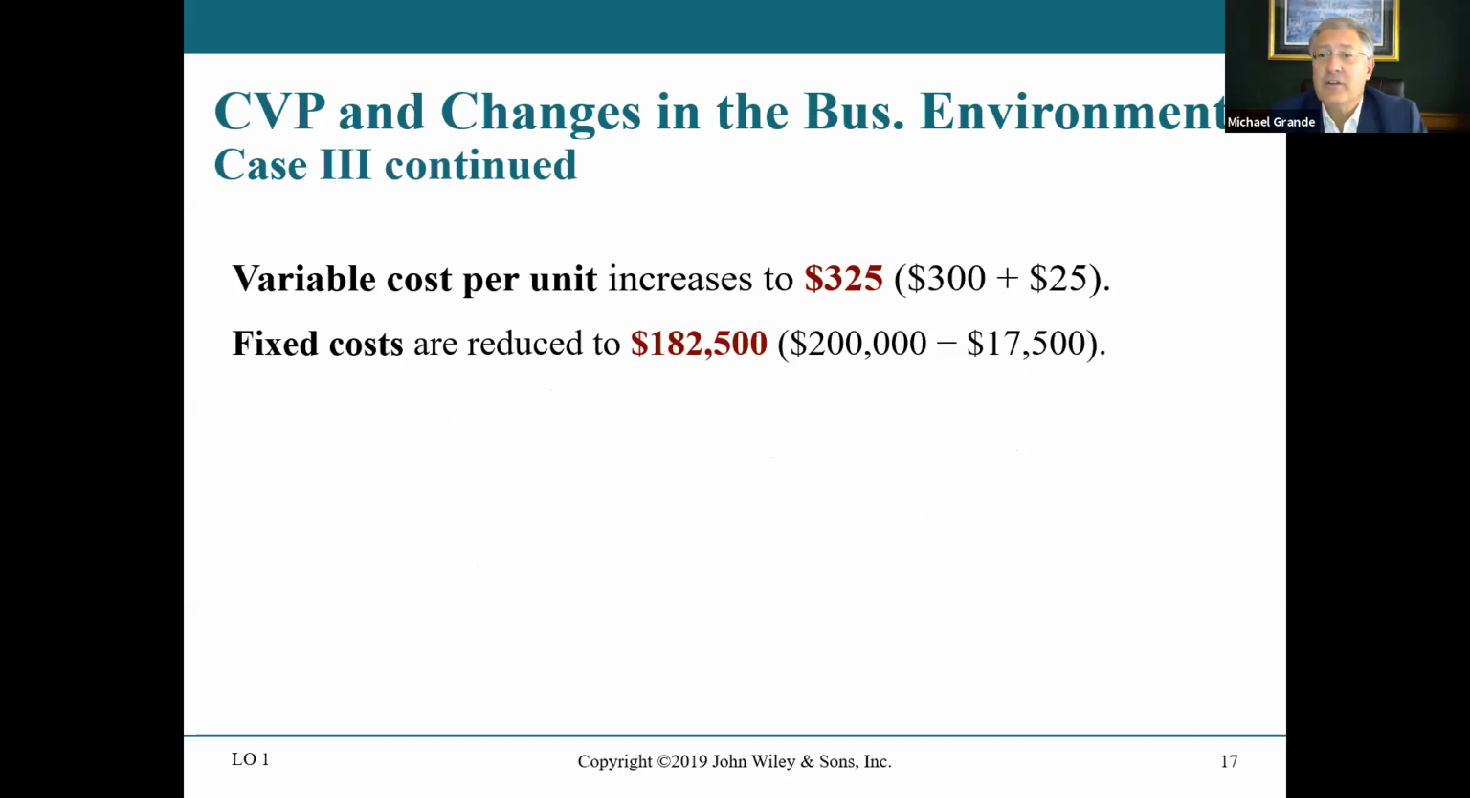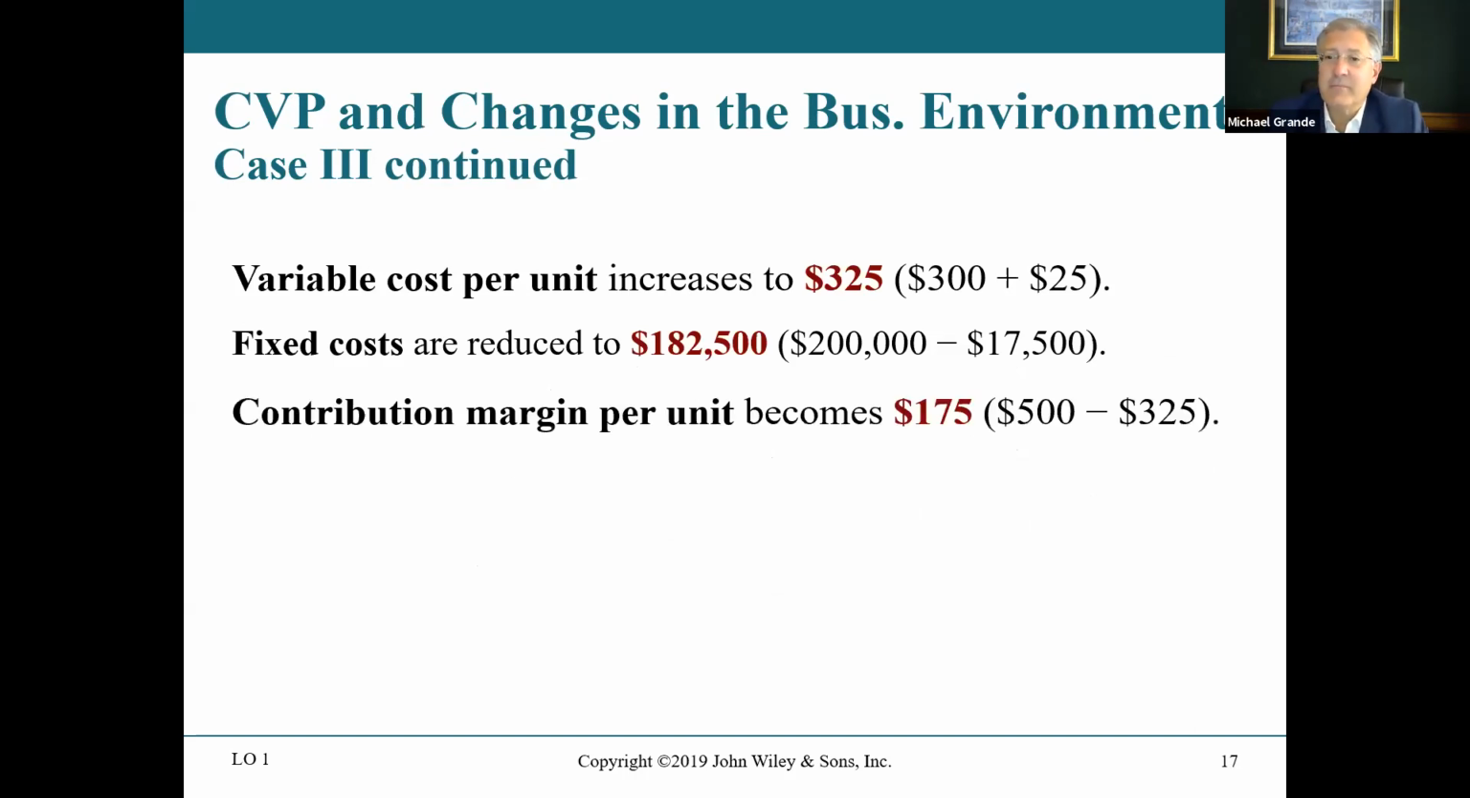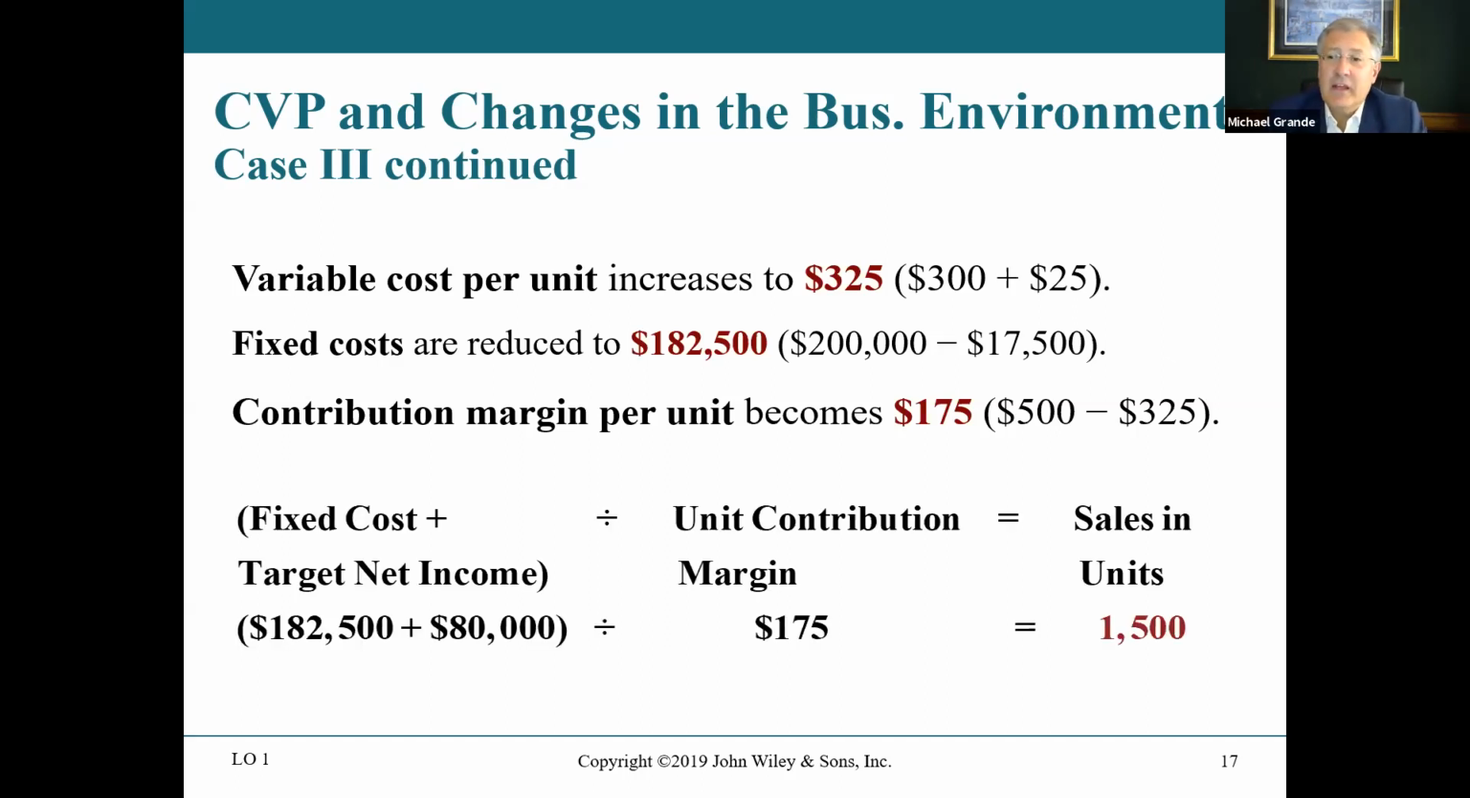The new fixed cost is $200,000 minus the cost savings of $17,500. The new fixed cost is $182,500. Contribution margin per unit is now $175 rather than $200. And in order to calculate the number of units they need to sell to maintain an $80,000 profit, it's the fixed costs of $182,500 plus the target profit of $80,000 divided by the contribution margin per unit of $175. They need to sell 1,500 units in order to have a net income of $80,000.